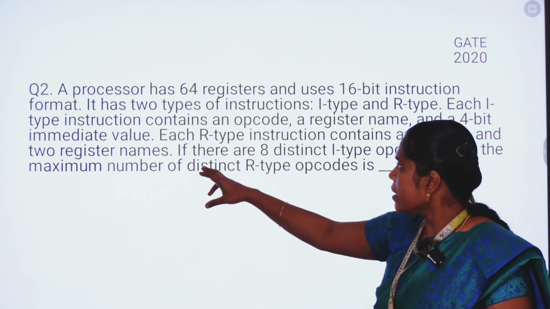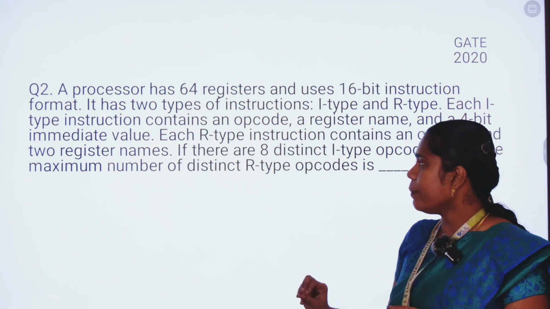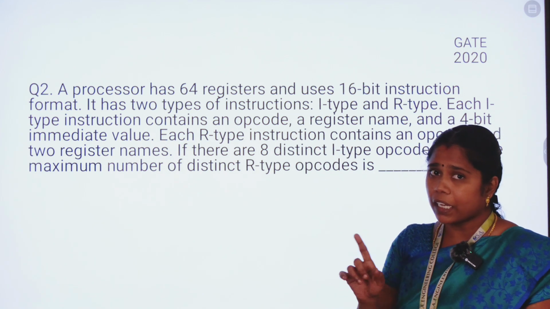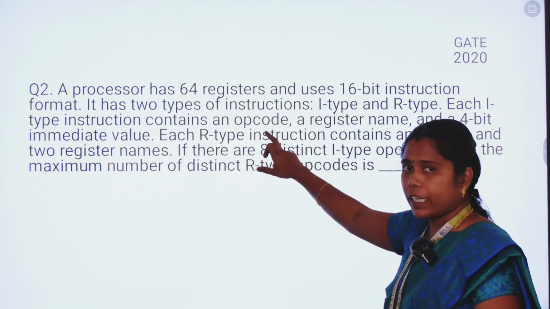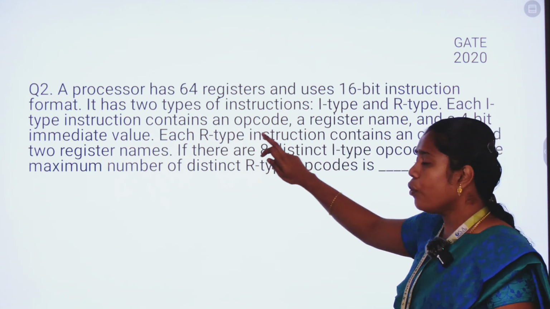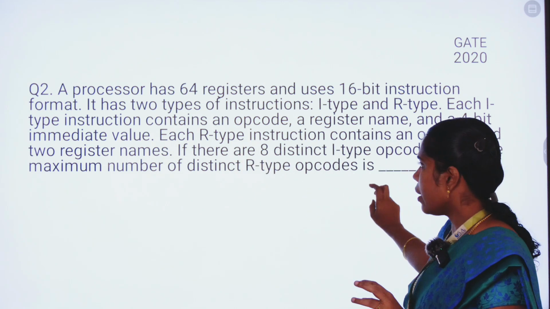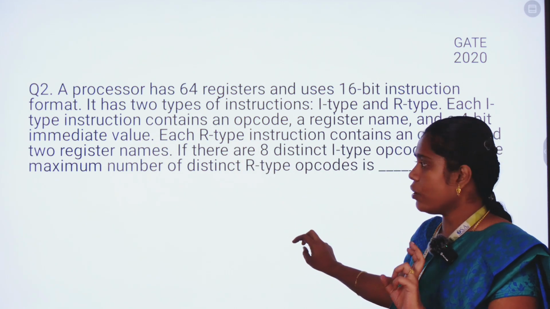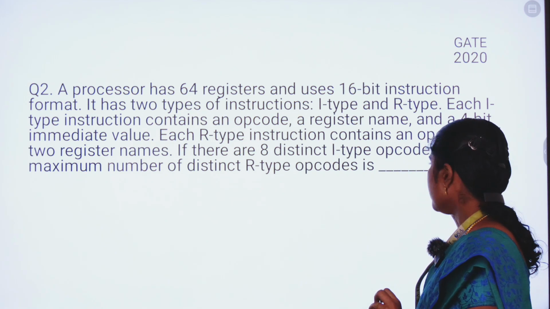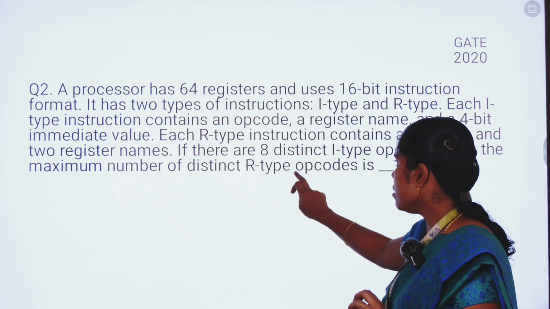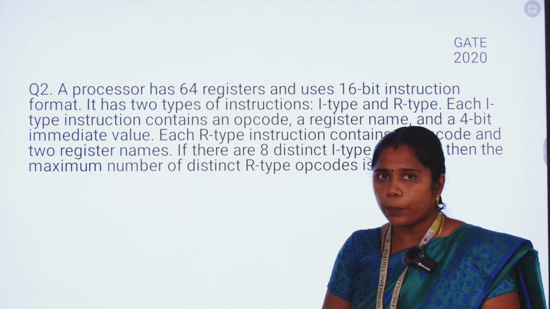Each I-type instruction contains an opcode, a register name, and a 4-bit immediate value. So the I format has an opcode field, a register name field, and a 4-bit immediate value. The R-type instruction contains an opcode and two register names. If there are 8 distinct I-type opcodes, then what is the maximum number of distinct R-type opcodes? Here also we are going to find out the opcode only.